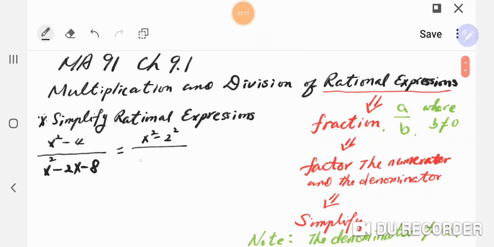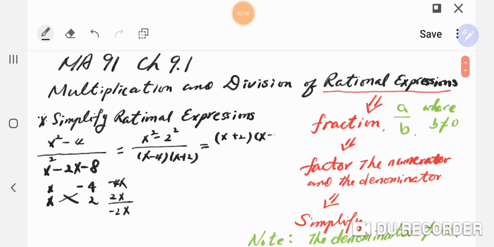And the denominator: x squared is x times x, 8 is 4 times 2. And we have to put the negative sign on the 4, so that the sum of the cross multiplication is negative 2x. So the denominator is x minus 4, x plus 2. And the numerator is a plus b, a minus b, so x plus 2, x minus 2, over the denominator x minus 4, x plus 2.